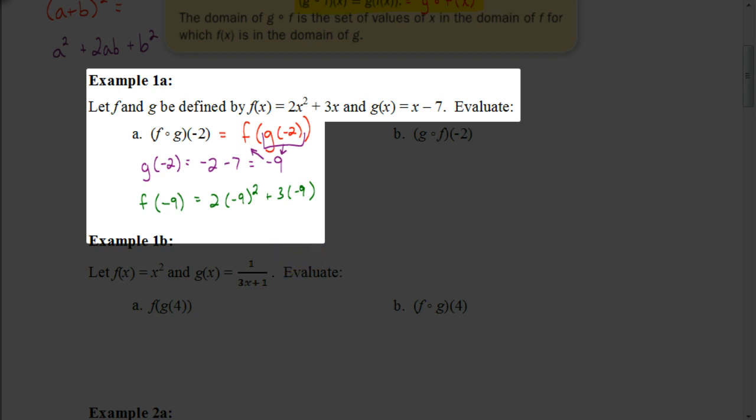So you want to make sure that you put the negative numbers inside of parentheses and the square outside the parentheses. And when you do that on your calculator, you get 135 as your answer.